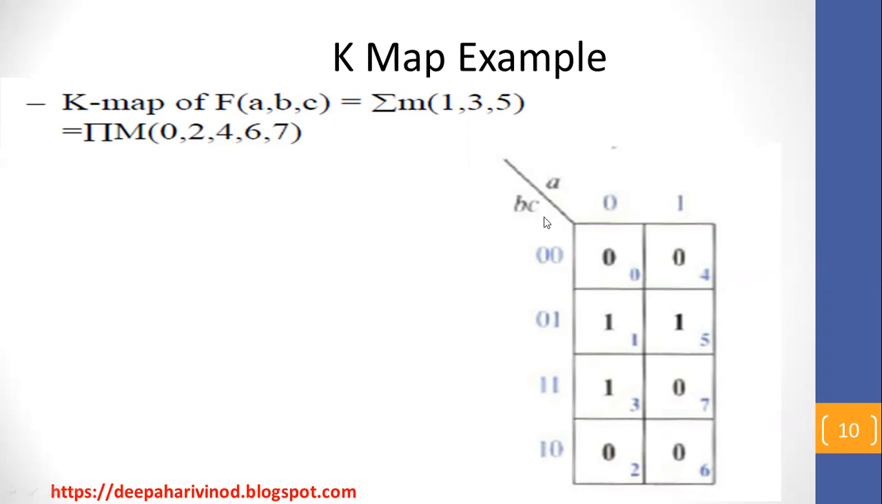So it is left up to you how you are comfortable, you can use 0, 1 ordering. When you choose this method, then your cell numbering changes: 0, 1, 2, 3, 4, 5, 6, 7. So make sure to follow any one method. 1, 3, 5 are 1, and the rest all will be 0. 2 is 0, 4 is 0, 6 and 7 are 0. In this way we can map.